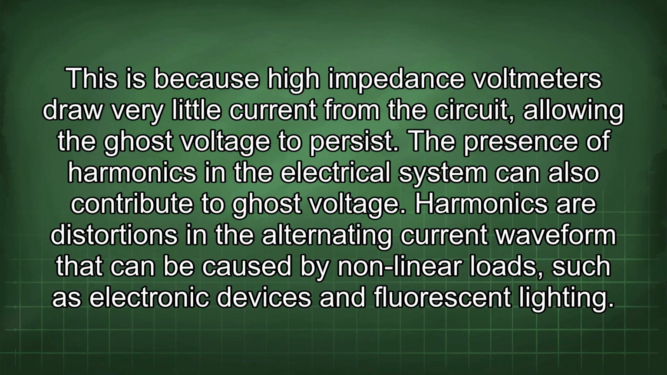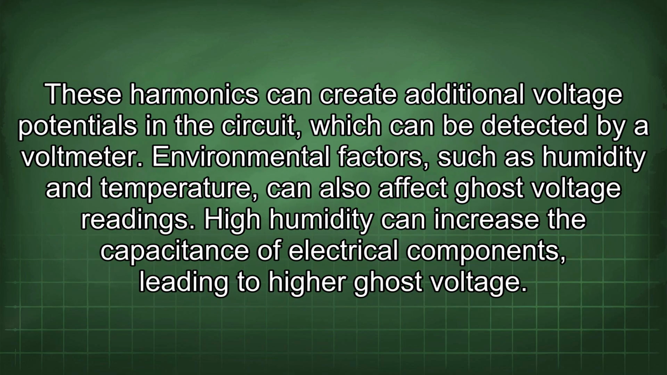Harmonics are distortions in the alternating current waveform that can be caused by nonlinear loads, such as electronic devices and fluorescent lighting. These harmonics can create additional voltage potentials in the circuit, which can be detected by a voltmeter.